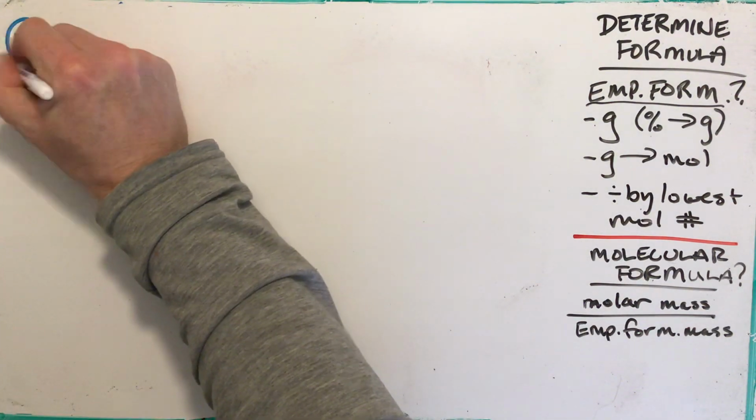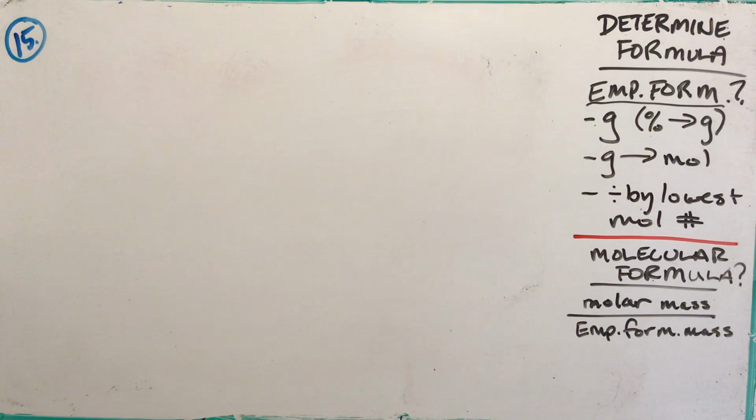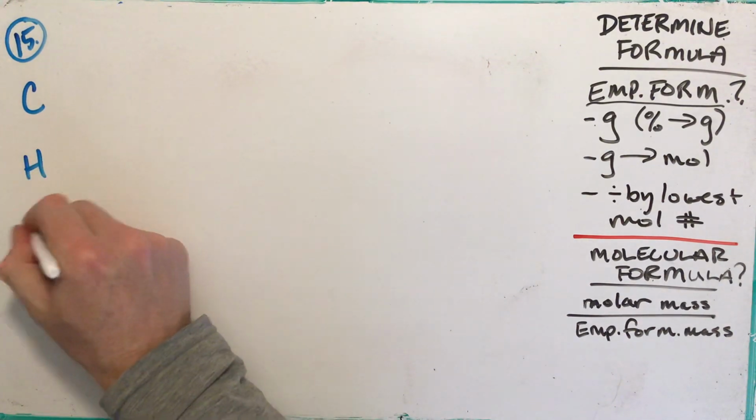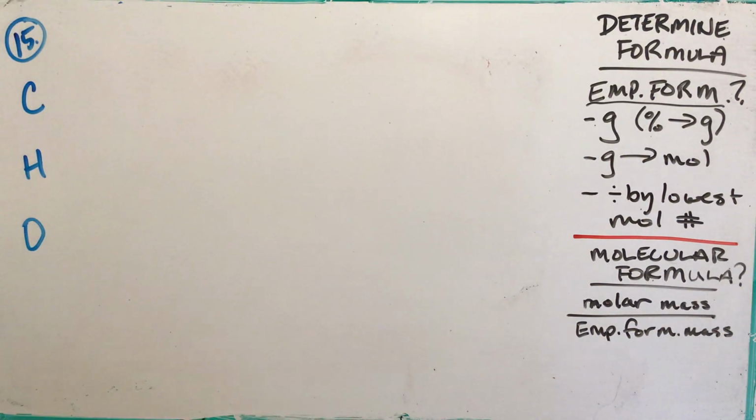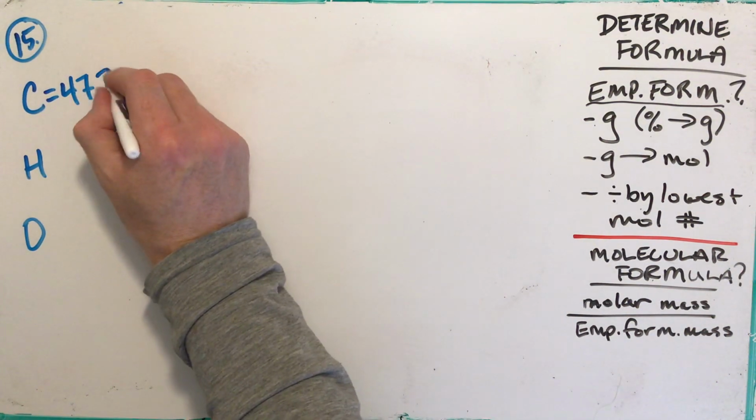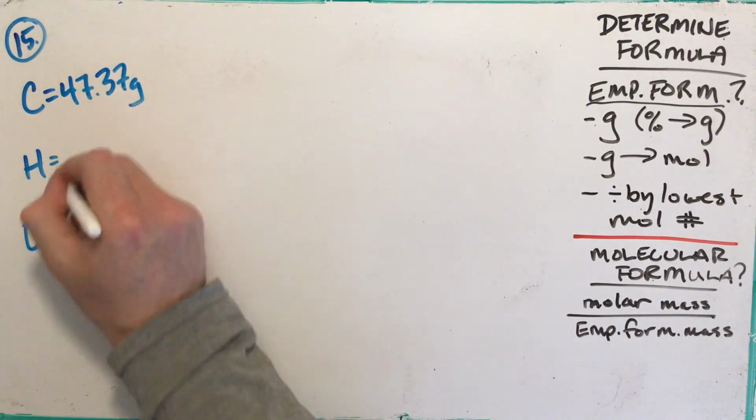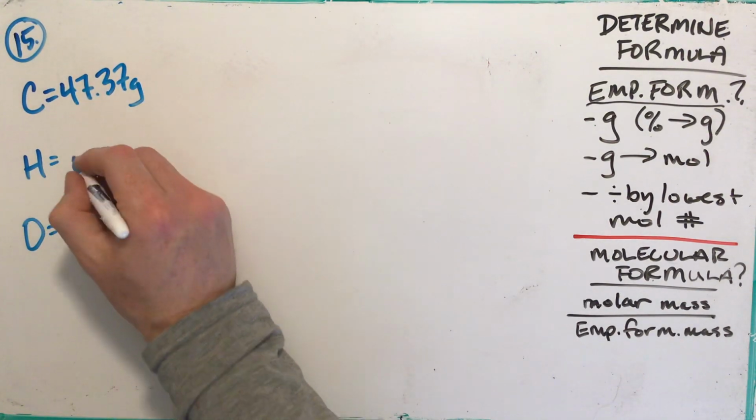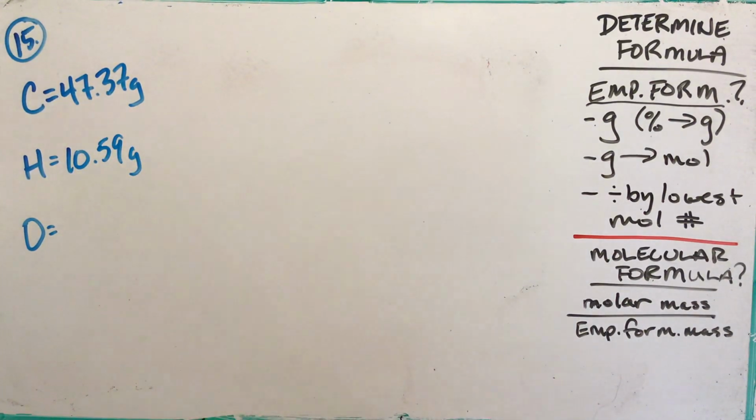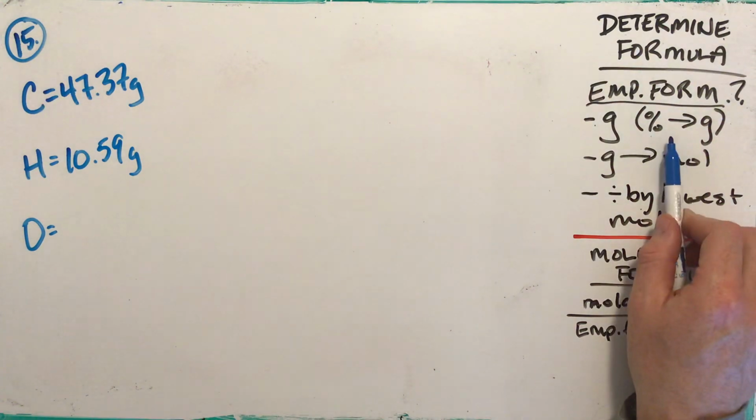So we'll do number 15 here. Number 15, 3 elements, carbon, hydrogen, and oxygen. Go figure, very common elements in chemistry. And it gives us the percent compositions, which immediately we will turn into grams. So anytime you get percent composition for formula determination, we have to turn it into grams right away.